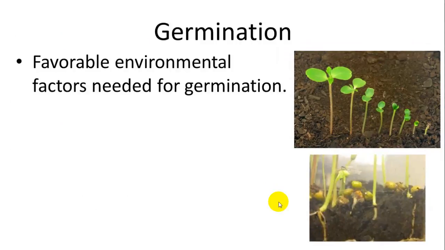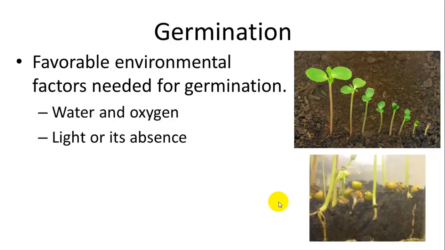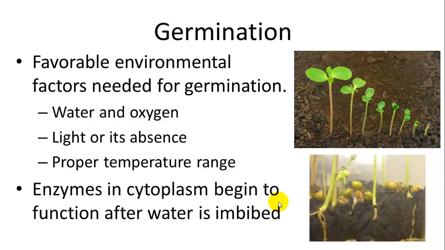There are also favorable environmental factors needed for germination. A lot of seeds may go to all different areas, but will only start to germinate when they land in the soil with the sunlight, water, and all the conditions required for growth. So water and oxygen, light or the absence of light, and a proper temperature range are all important for germination, so that the enzymes can begin to function after the water is taken up within the seed.